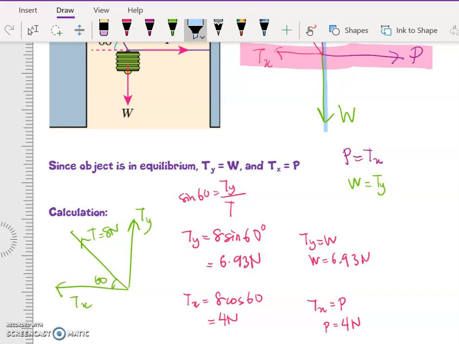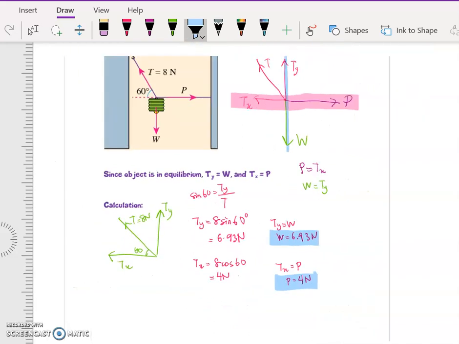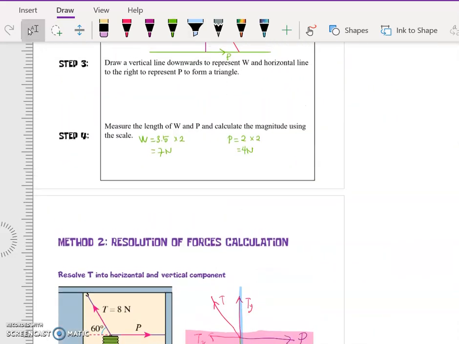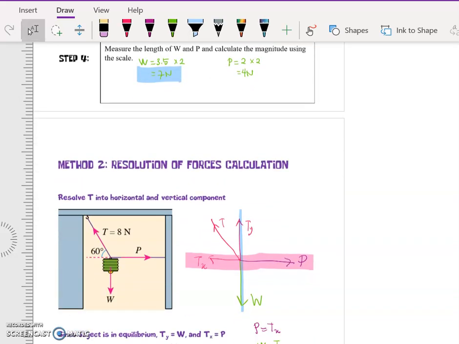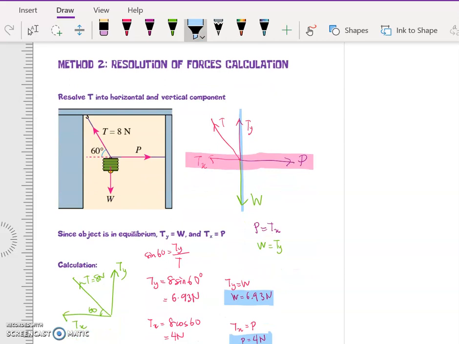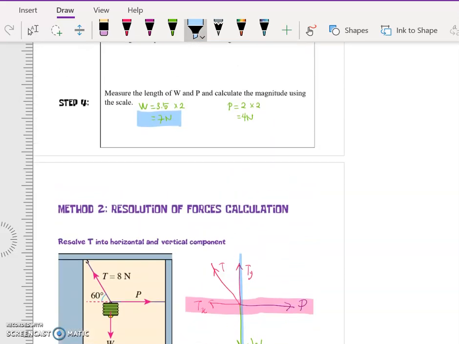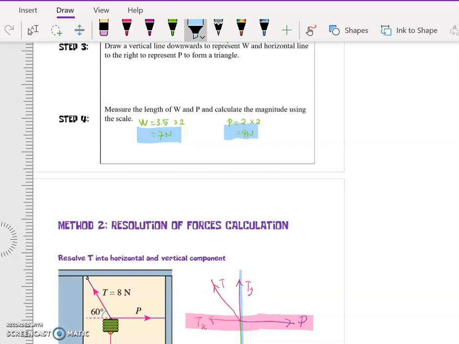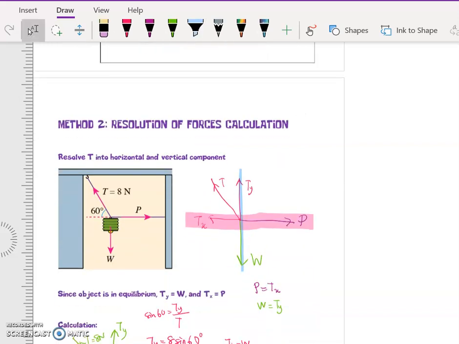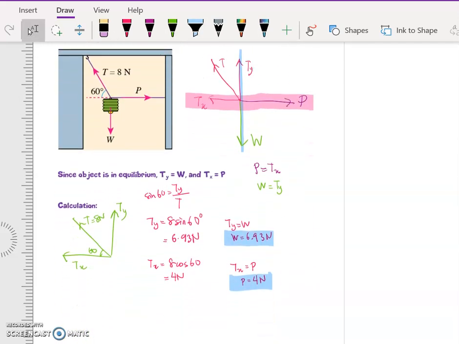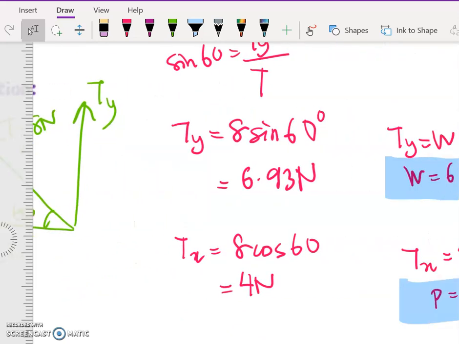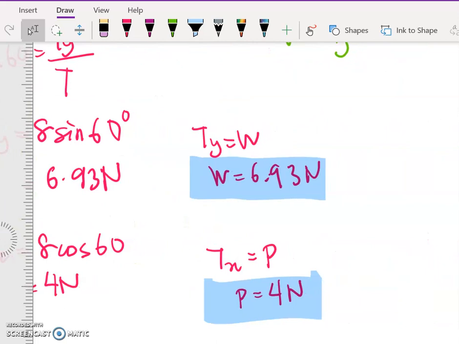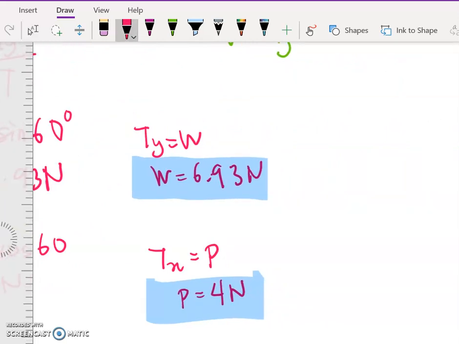Okay, so now let's check with the answer that you got in the previous question. So W that you got using scaled drawing is 7 Newton, but for calculation you got 6.93 Newton. Whereas for P that you got using scaled drawing is 4 Newton, and using calculation you got the same answer, 4 Newton. So we can conclude that using calculation method is actually more accurate.